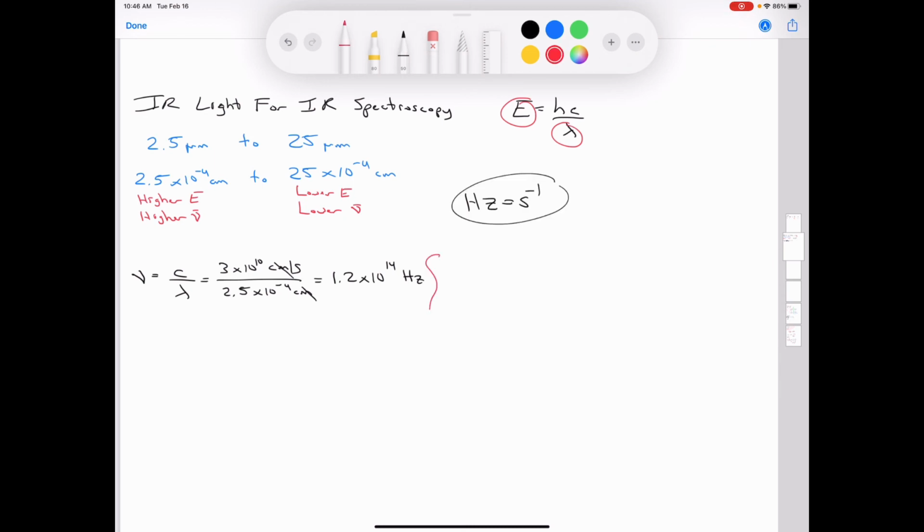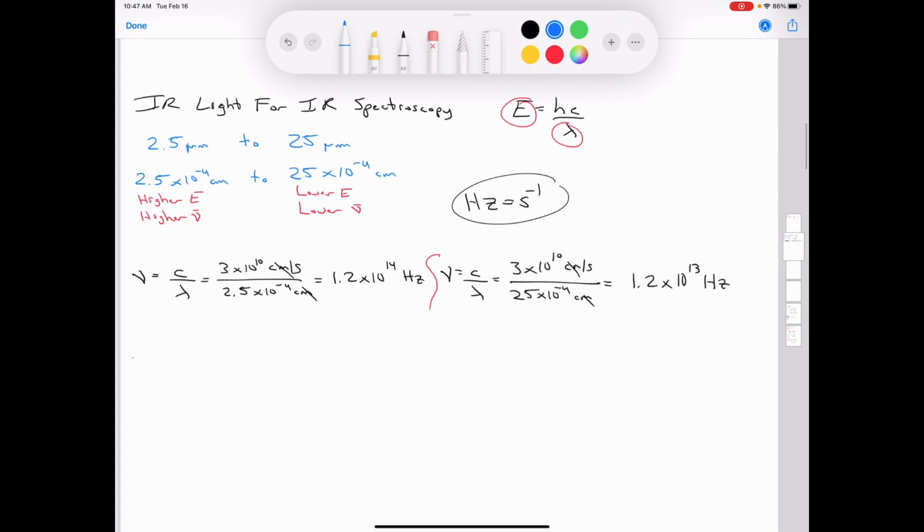So if I do it for the other wavelength, my frequency is going to be equal to c divided by lambda. So c is 3 times 10 to the power of 10 centimeters per second divided by my wavelength, 25 times 10 to the minus 4 centimeters. Those cancel out, and I'm left over with 1.2 times 10 to the power of 13 hertz.